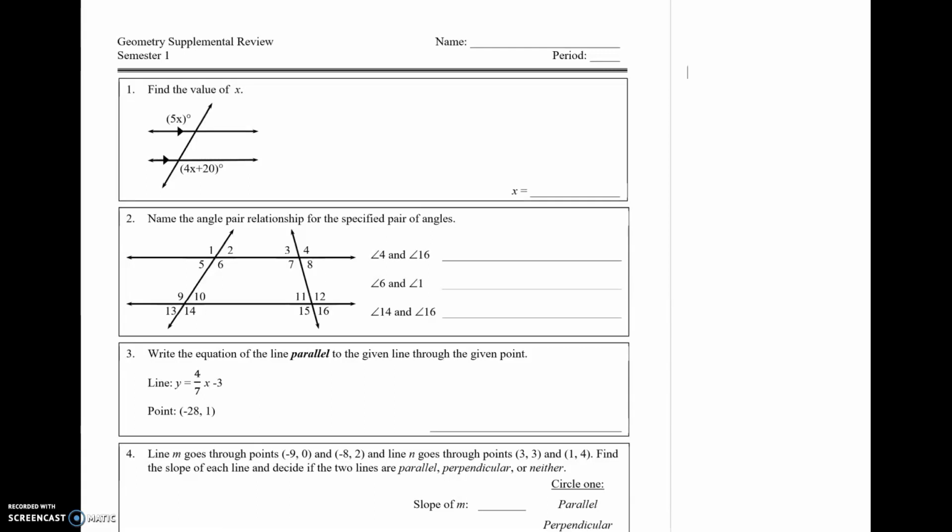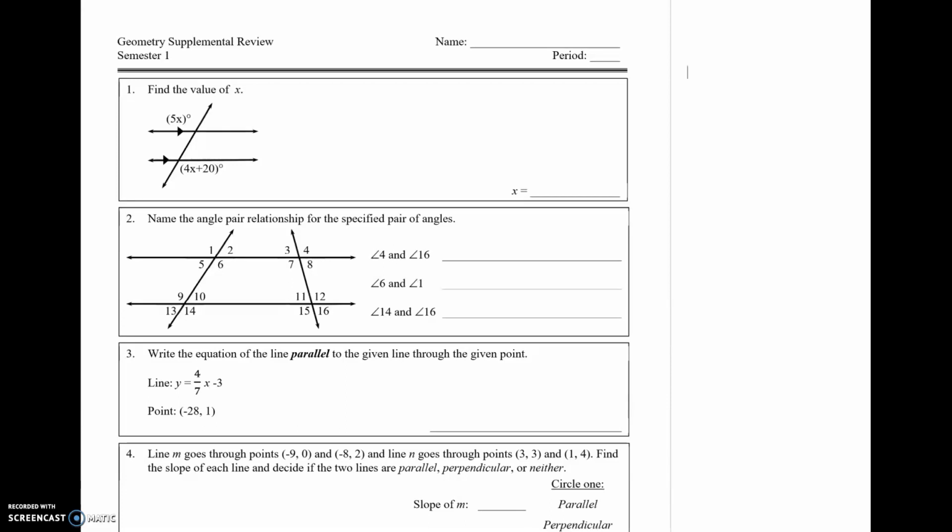All right, we're going to do the first part of the supplemental review, and we're going to look at problems that are all from Unit 1.3, and those are really the first 4 problems. We'll see how many we can get on this video. Let's see, in question 1, we're asked to find the value of x.